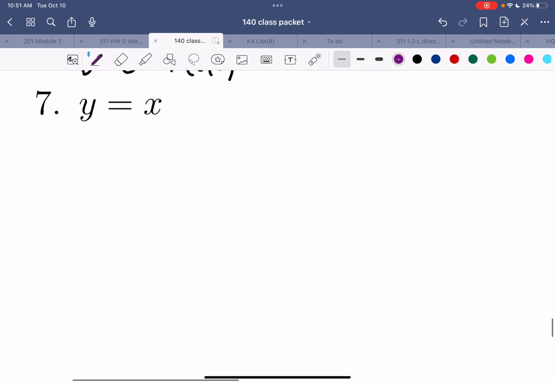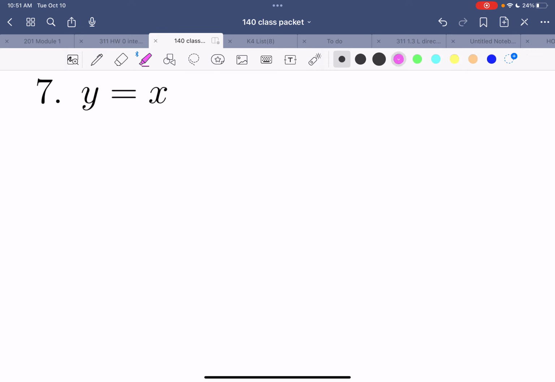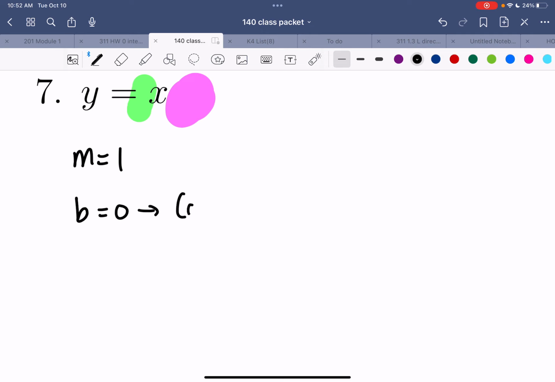And y equals x. I don't have to do anything to solve this. It's already in the proper form. It's y equals. There's no number in front of the x, so I assume that my slope is 1, right? There's a 1 in front of the x. And I have no number added here. And that tells me that my b is going to be 0, so I'm going to have the point 0, 0. And that means that my slope, I'm going to turn that into a fraction, so 1/1. So I'm going to rise 1 and run 1.